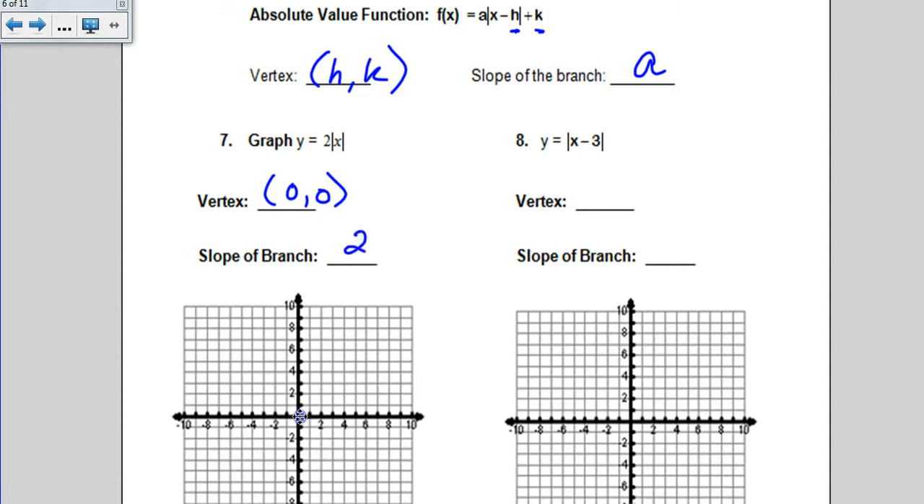So to graph these, you just draw your vertex at 0, 0. And then for the slope of the branch, since the slope is 2, you're going to travel up 2, right 1, because that's the slope of 2. But because it's symmetrical, you also are going to go up 2 and left 1.